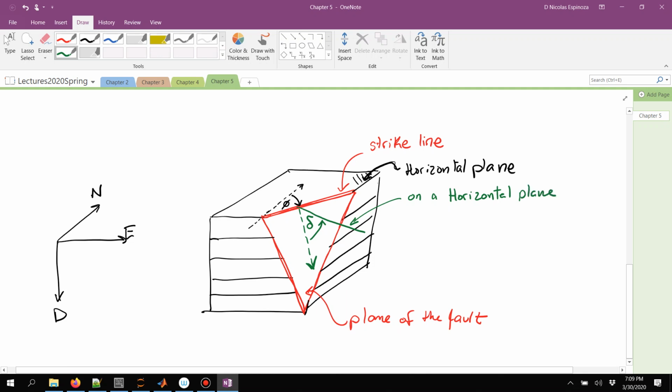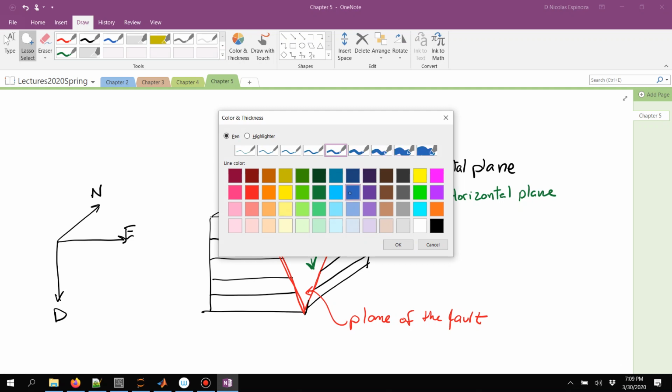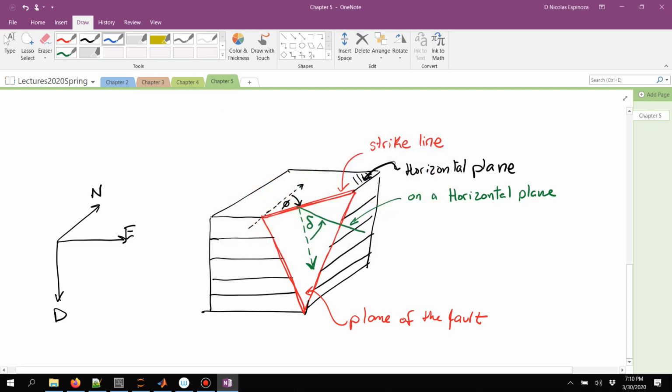So for this particular example, I could say that the strike is more or less, let's say 30 degrees. Let me see if I can change this to blue just to make it a little bit more didactic. Let me try again. Okay, well, just let me leave it like that.